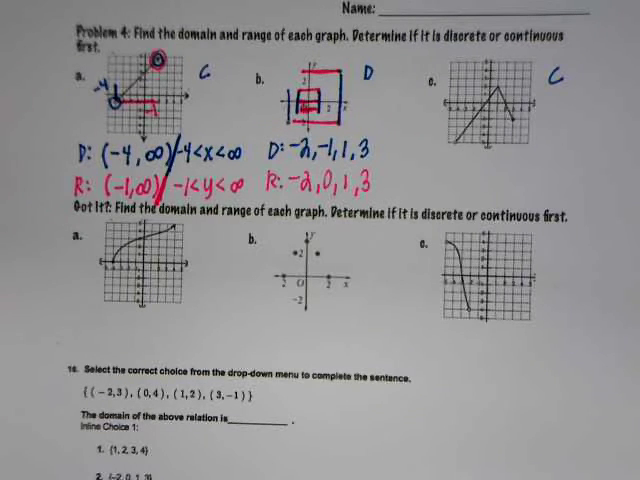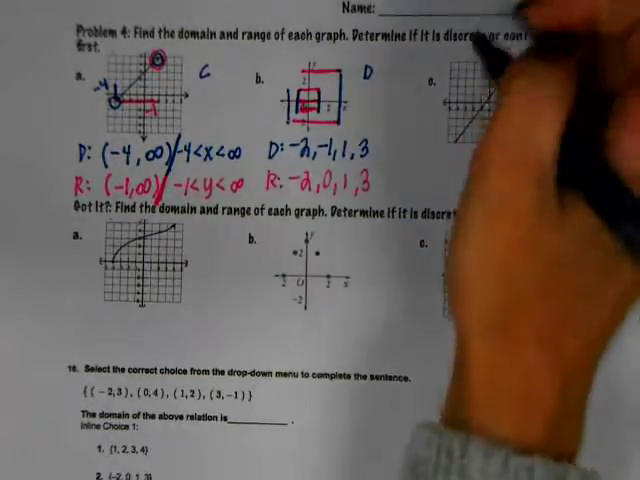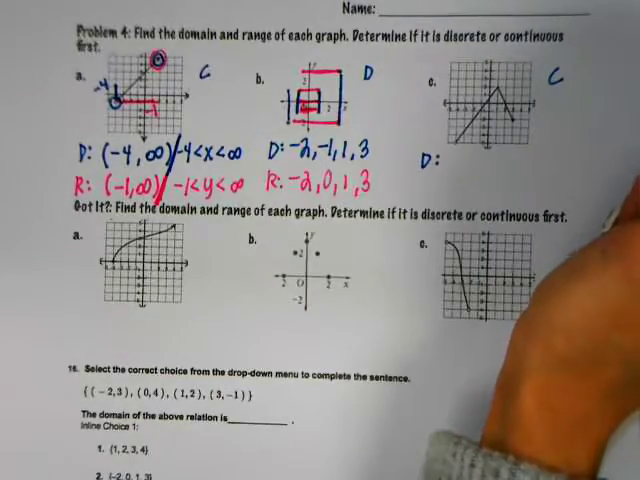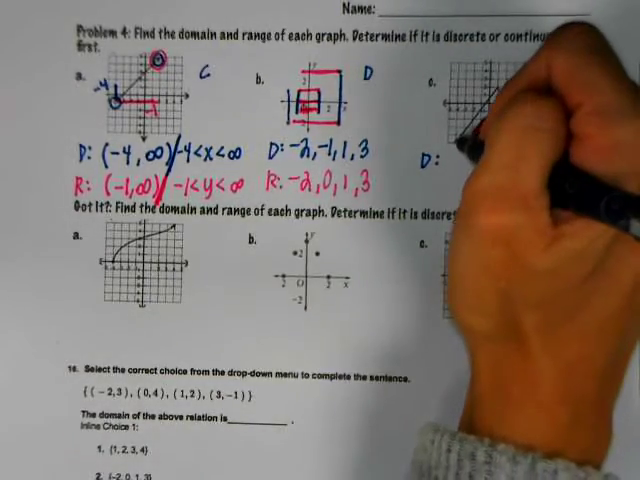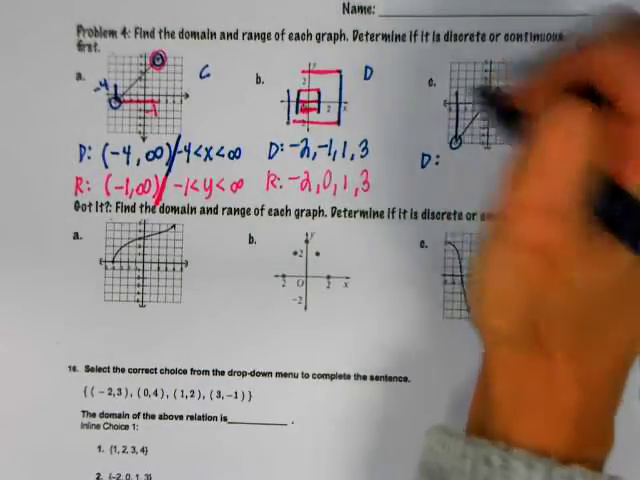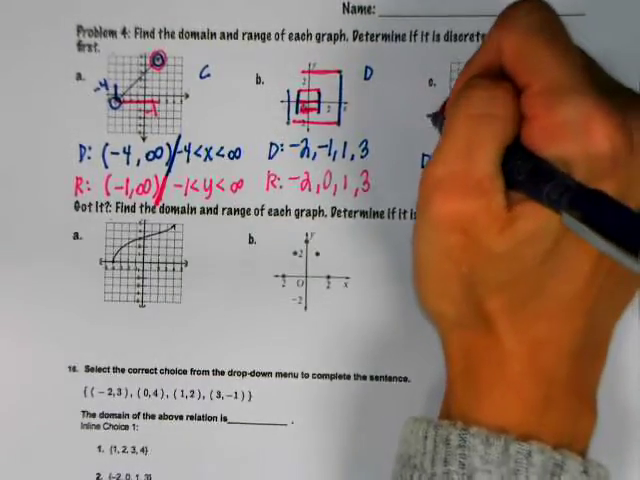Make sense? Okay, then the next one's continuous again. So remember, for a domain, you go left to right, and you're looking at the x-axis. So furthest left is going to be this point right here. And that's at what x? Yep, -4.